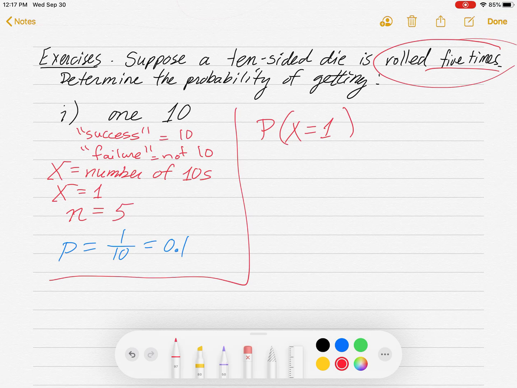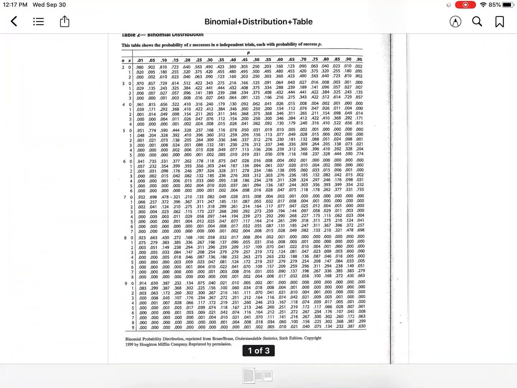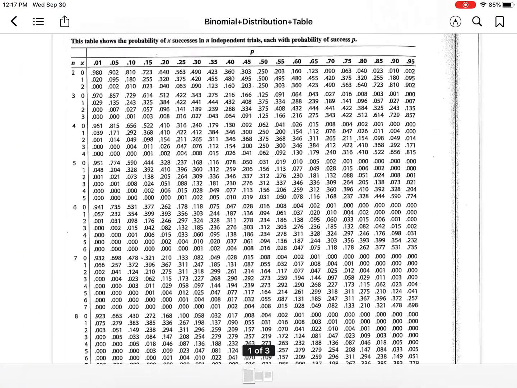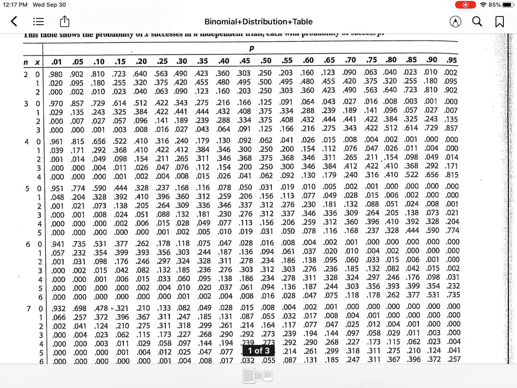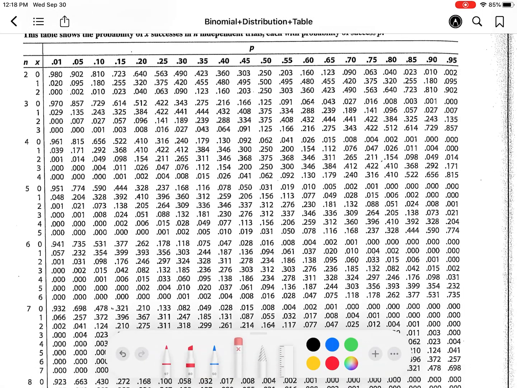So what I'm going to do is go to my table. I'm going to look at n is 5, then look up p is 0.1 and x equals 1. That's probably the best way to do it. So I'm in my binomial distribution table.